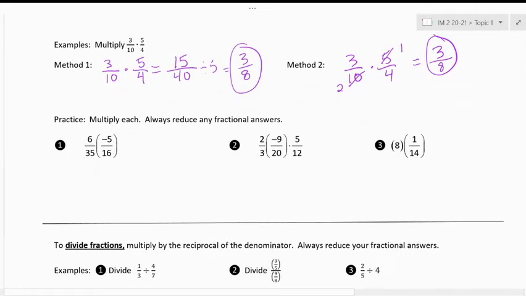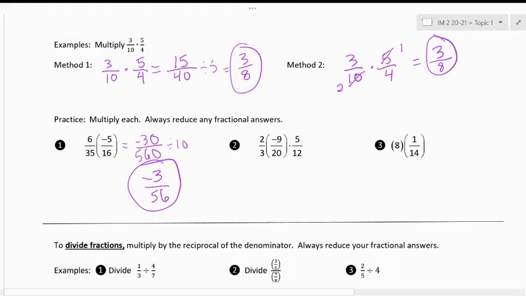Number 1, we need to multiply, again, just straight across. We have parentheses, but it's still just multiplication. So when we multiply, 6 times negative 5, we get negative 30. And 35 times 16 is 560. So both of those end in a 0, so we know we can divide by 10. So it's negative 3 over 56.